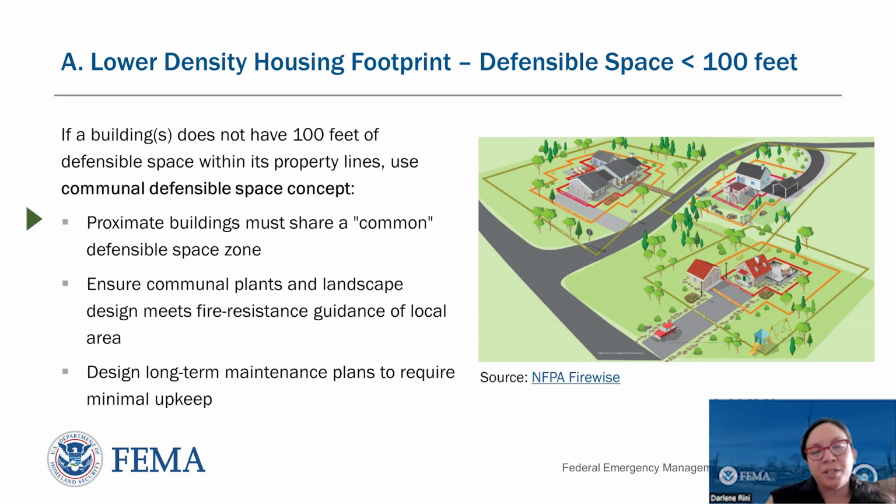And so there's a need to ensure that all plants and trees and landscaping design meets these fire resistant guidelines of the local area for all the buildings collectively, as well as having long-term maintenance plans in place to not only maintain what vegetation and non-vegetative fuels, how those are managed, but where possible to implement landscaping and plant choices that would require a minimum amount of upkeep, since this is a communal space and it can be challenging to ensure long-term cooperation amongst neighbors.